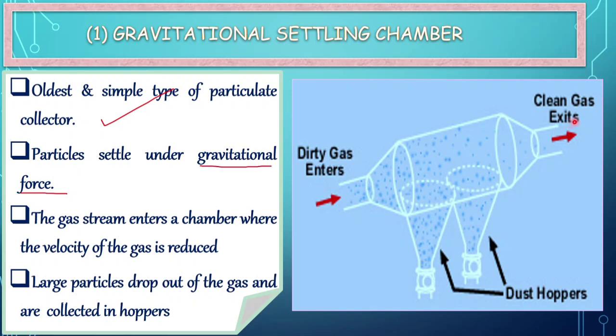through the chamber. The settled particles accumulate at the bottom of the chamber and they are collected in the dust hoppers. These collected particles can then be removed and disposed of or processed further as required. And you can see the clean gas exits.